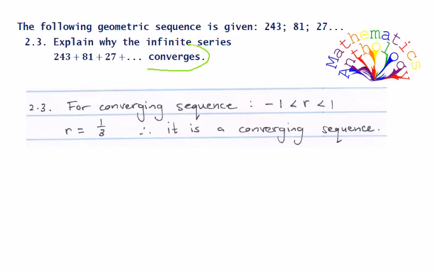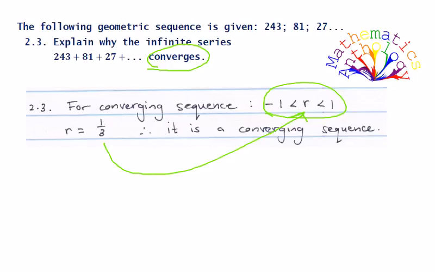Okay, the following geometric sequence is given: 243, 81, 27. Explain why the infinite series 243 plus 81 plus 27 plus and so on converges. The word converges here needs to ring a bell with you. For converging sequences, you go to your data sheet. Next to your sum to infinity formula, you'll see R in between -1 and 1. So series only converge when R is in between -1 and 1.